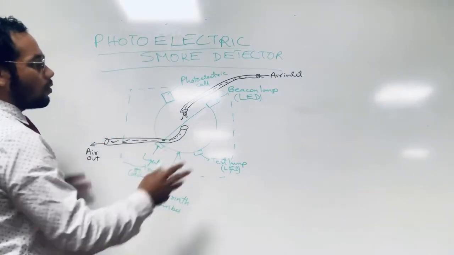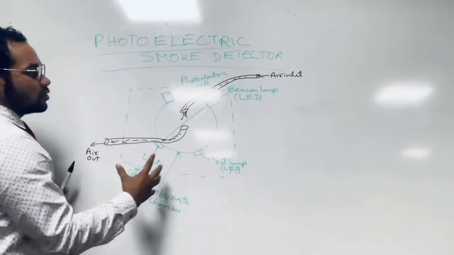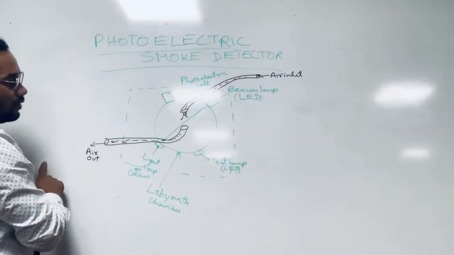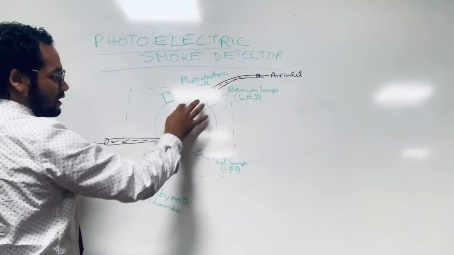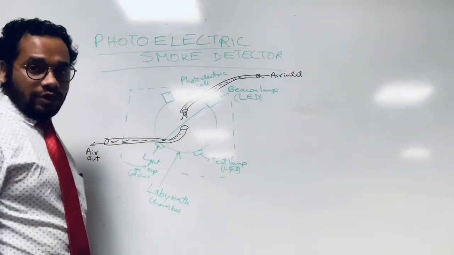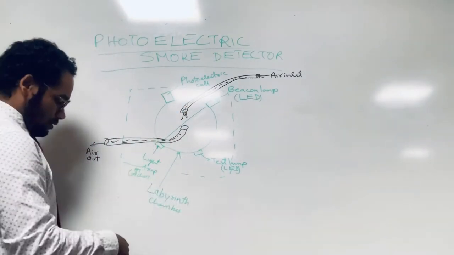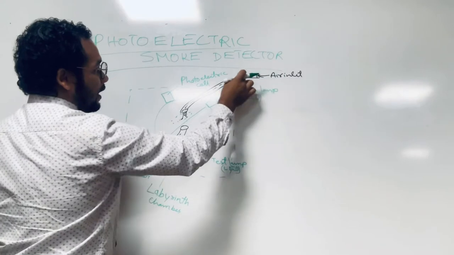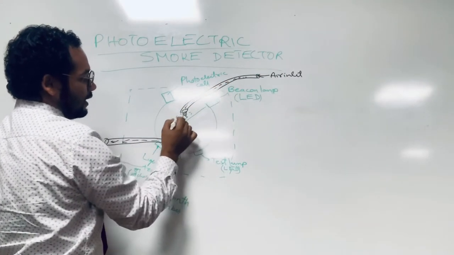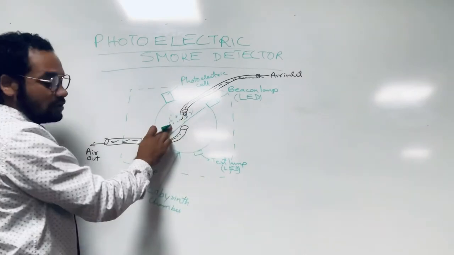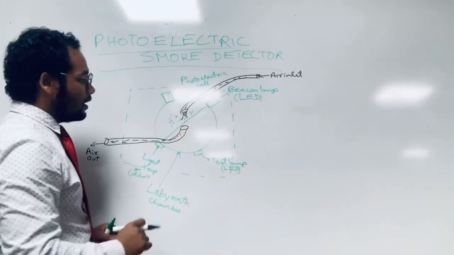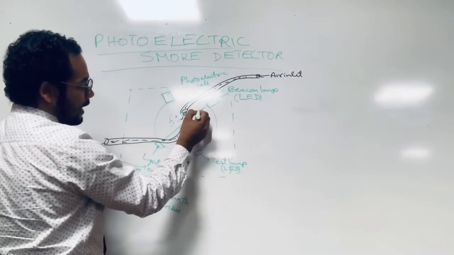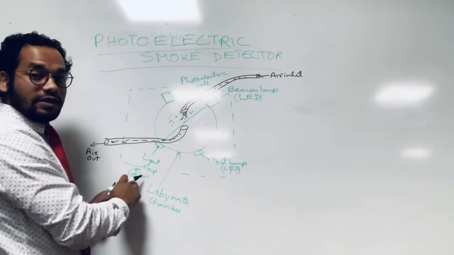So in the normal process, how does the system work? We install this smoke detector in a line, where the air inlet goes in and the air outlet comes out. And suppose the air that gets in has more than 10% smoke, then what will happen? Suppose this is smoke which has come through this line. So in the normal process, the beacon lamp or LED was throwing light and it was captured by the light trap or catcher. That is what we have discussed.